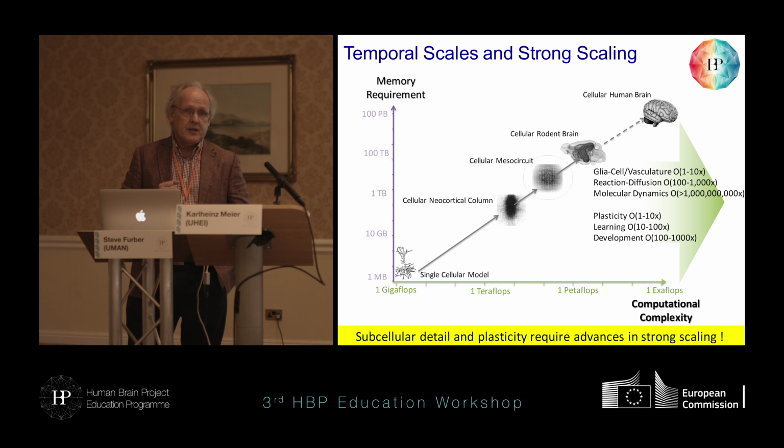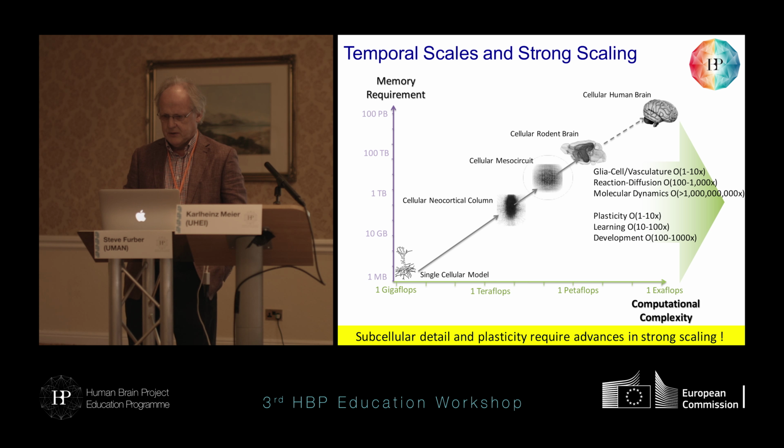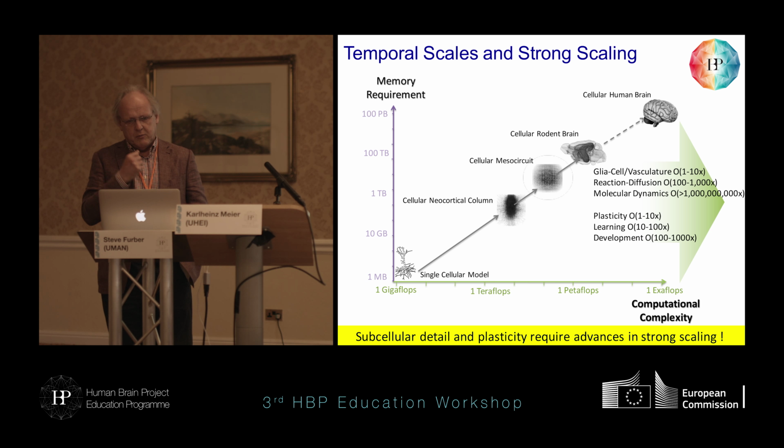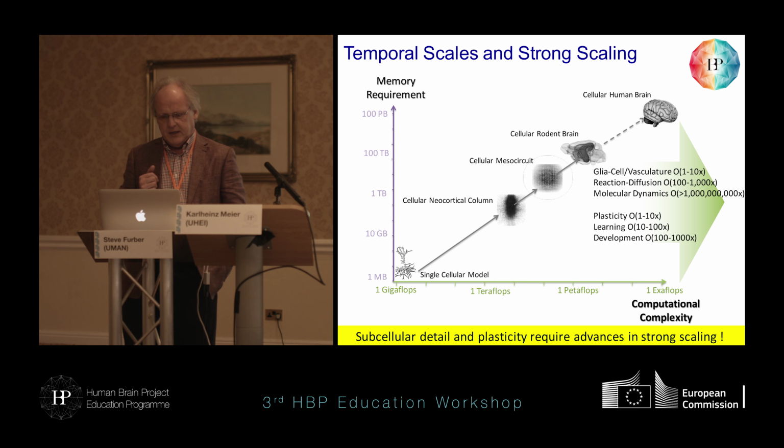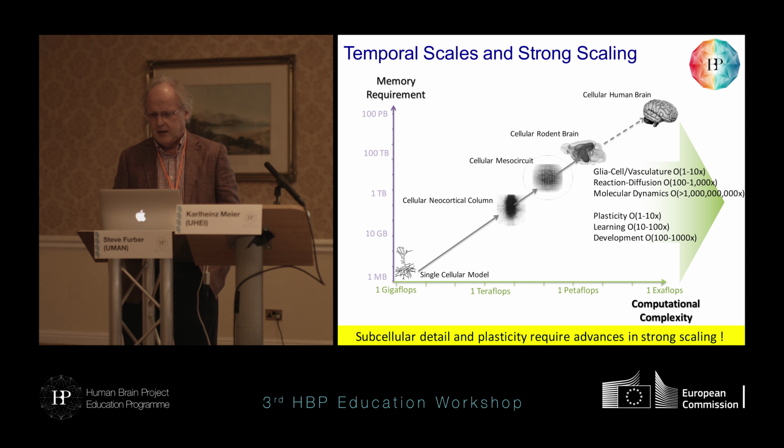If you add plasticity to your model, then you can expect an order of magnitude increase in computational cost. Learning, which takes time, is 1 to 2 orders of magnitude, and development, the teenager to adulthood model, is 100 to 1,000 times more complex in computational terms. So if you want to go below the cellular model, then that kind of detail requires significant advances in strong scalability.